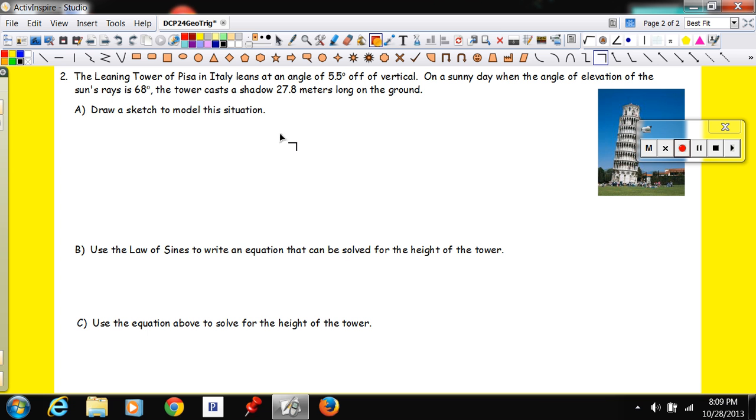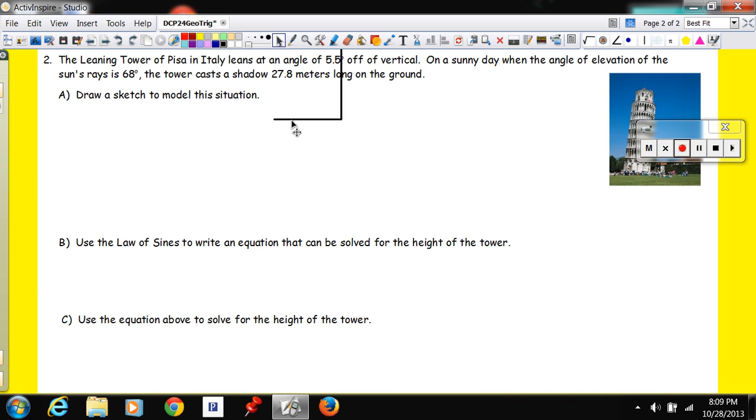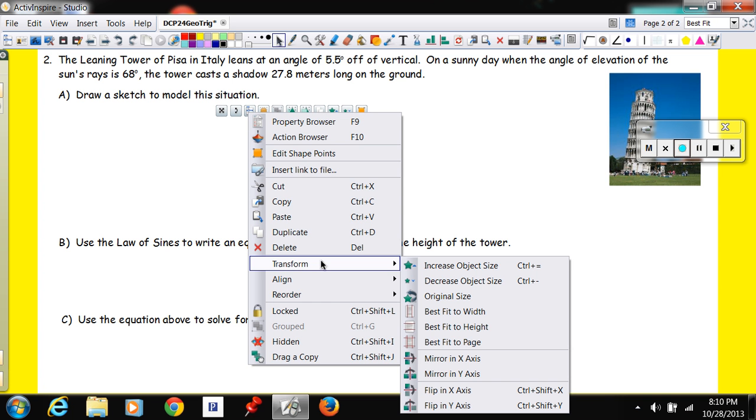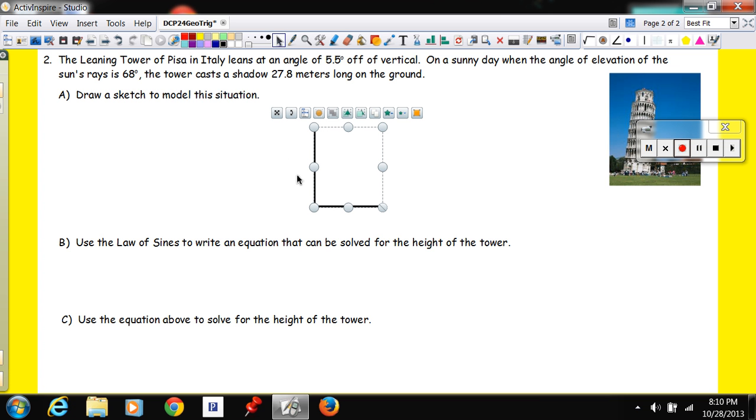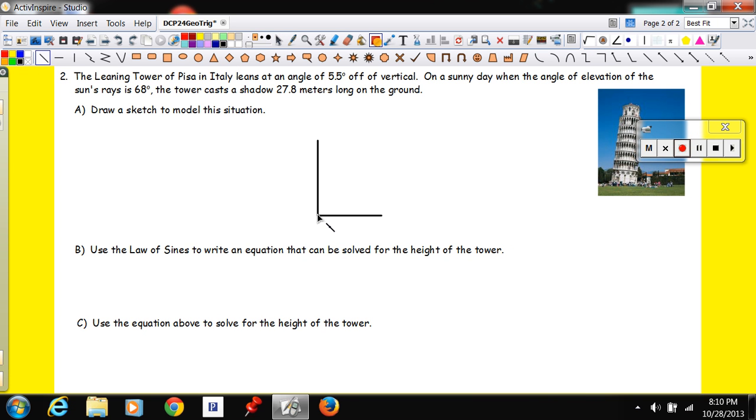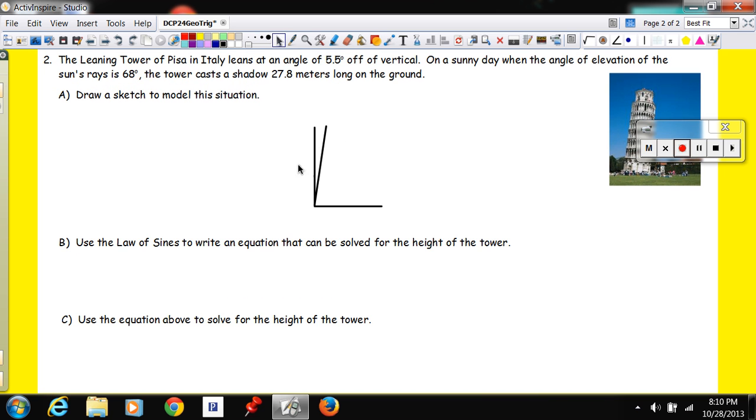All right, let's start with a right angle. I don't really like it in that direction, so let's flip it around here. A normal building would be at a 90-degree angle. This building right here leans at 5.5 degrees off of vertical. 5.5 degrees is not a huge angle, but it's big enough to make a difference. You can actually tell it's leaning.